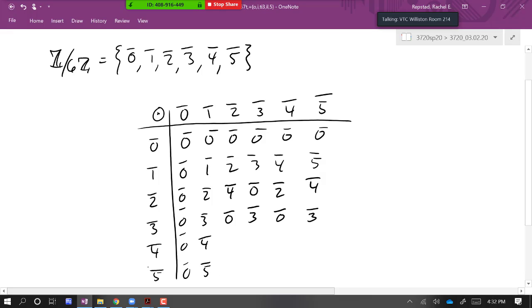Let's do the 4 row. 4 times 2. 2? 2. 4 times 3. 0? 4 times 4. 4? Because that's 16, which is 4 more than 12, yep. And 4 times 5. 2? 2, it's 2 more than 18. And then the last row.